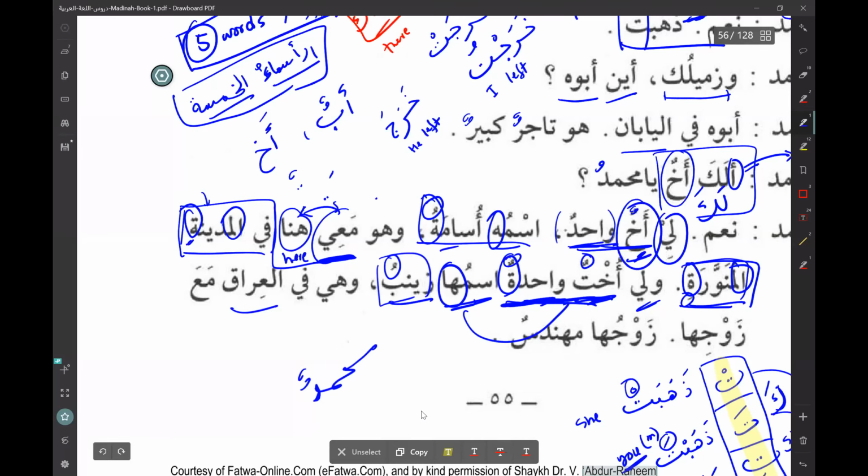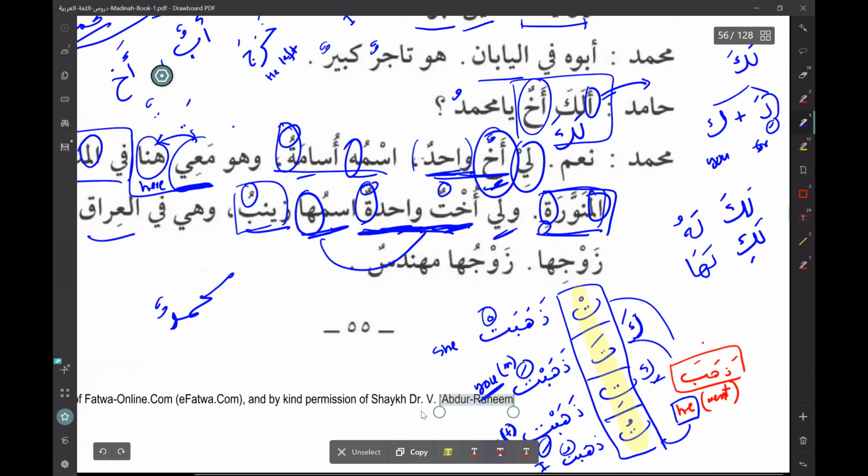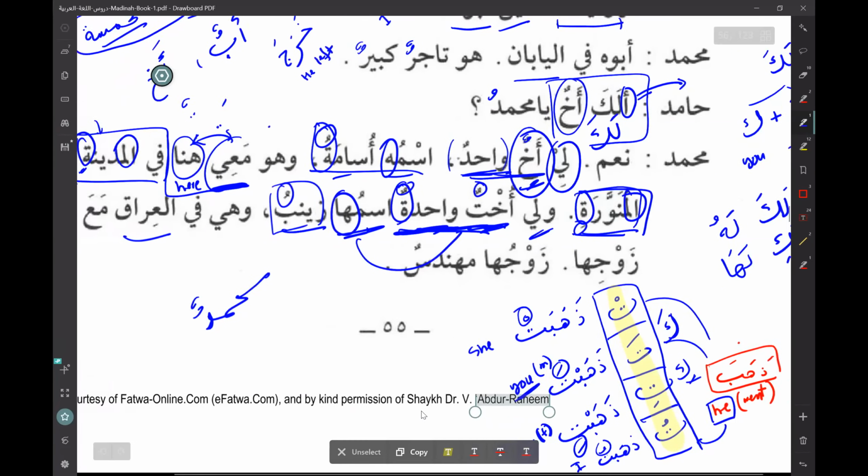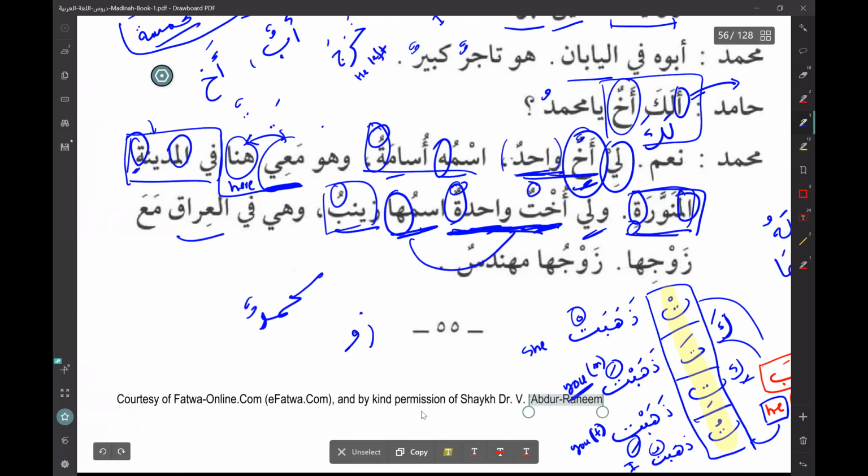Wahia, and she is fil Iraq. She is in Iraq, right? The country. Ma'a zawjiha. Zawj is husband. Zawjun is husband, and zawjatun is wife.